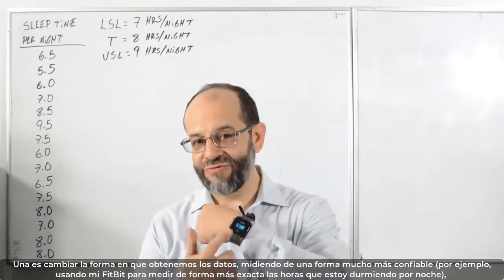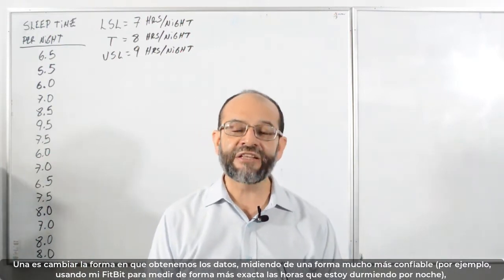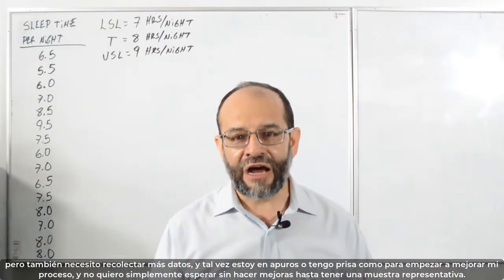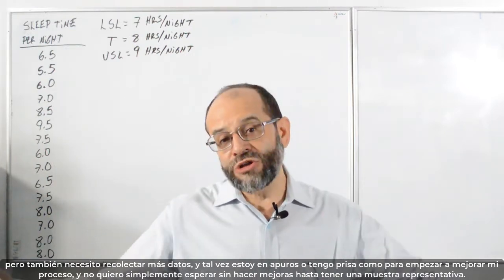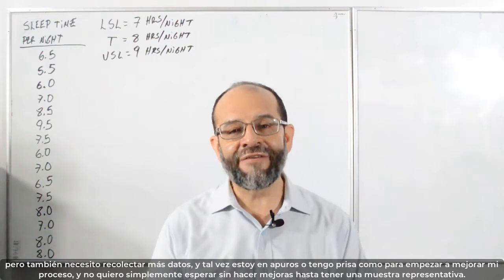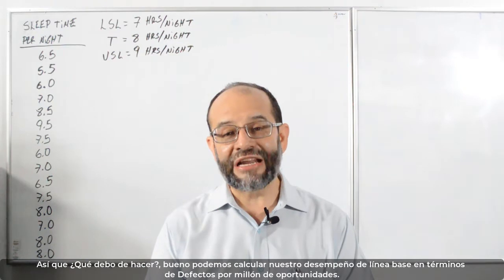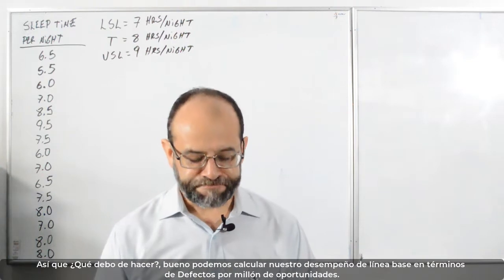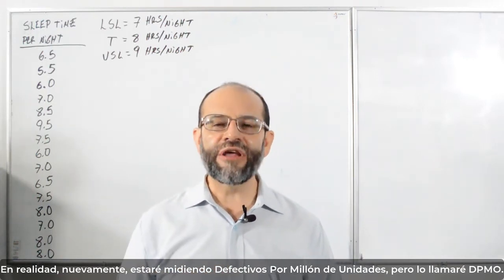For instance, I can use my Fitbit to measure more accurately the number of hours I'm sleeping per night. But also I will need to collect more data, and maybe I am in a hurry to start improving my process. And I don't want to just wait doing nothing until I have a representative sample. So what do we do? Well, we can establish our baseline performance in terms of defects per million of opportunities. In reality, I will be measuring defectives per million of units, but again, let me call it DPMO.